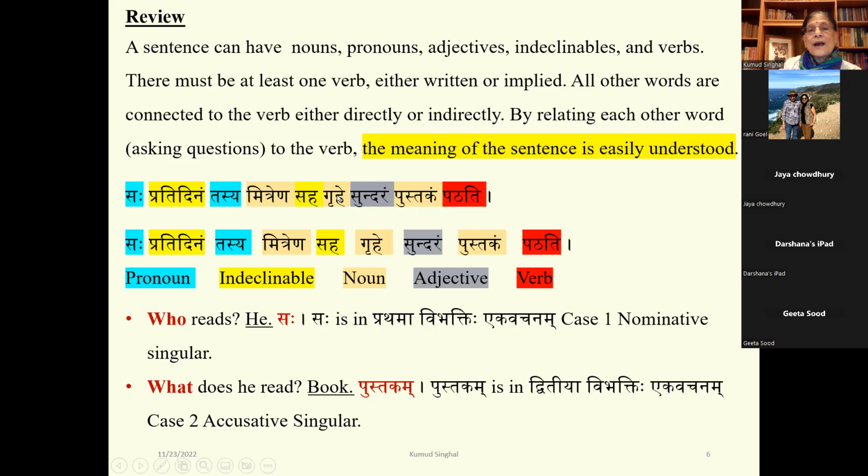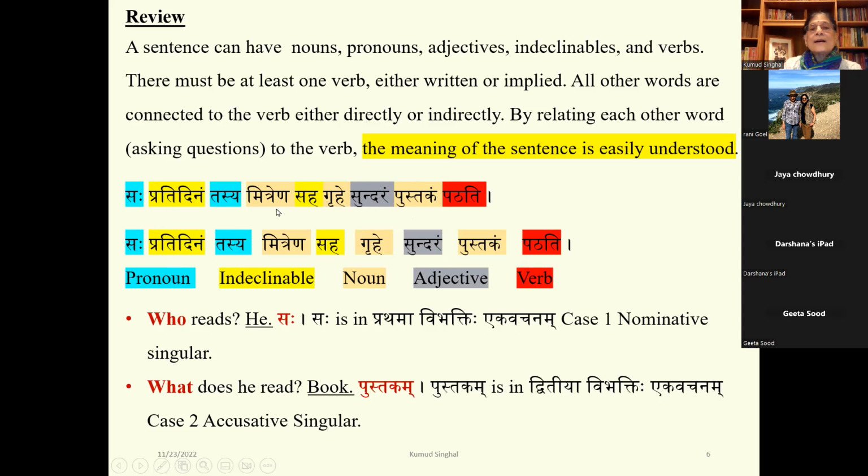And in orange are the nouns. Mitrena, with a friend. Grahe, in the house. Pustakam, book. And the one in purple or bluish gray kind of a thing is adjective. Sundaram, good. So now pathati is the verb. So pathati means reads.